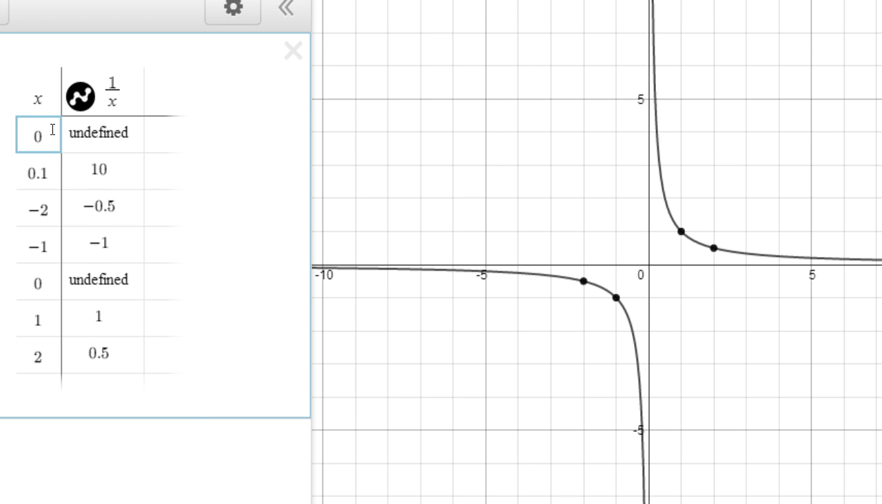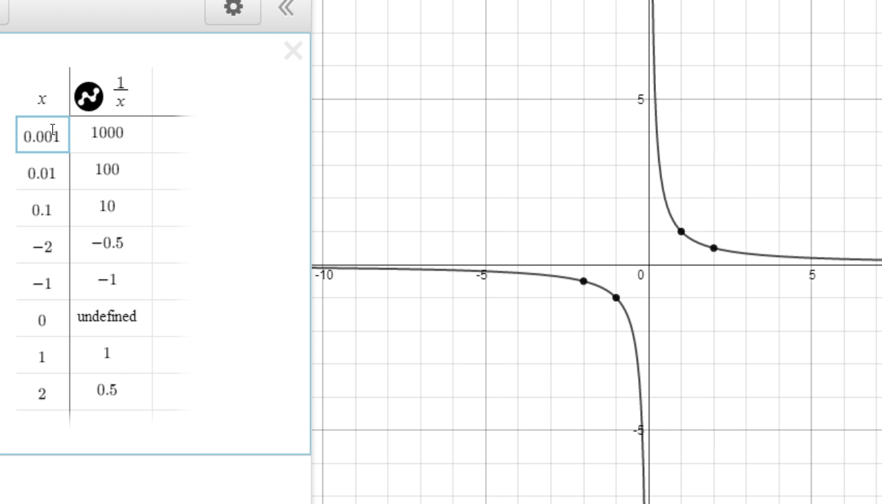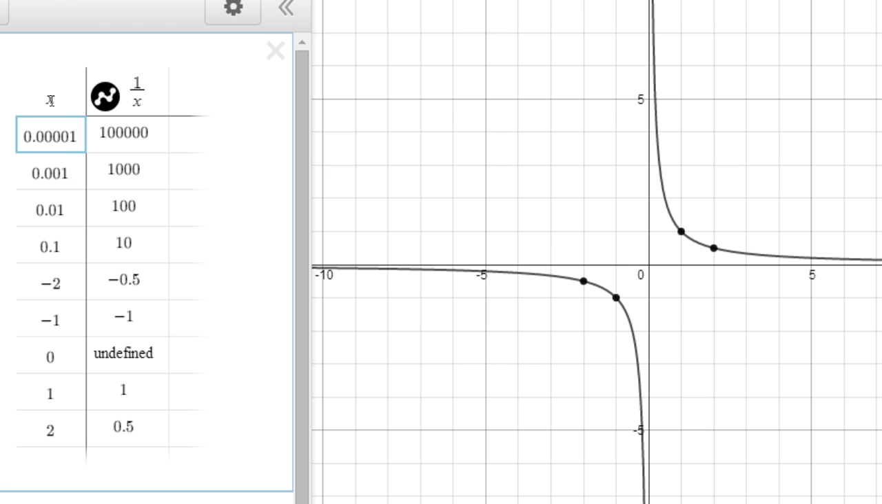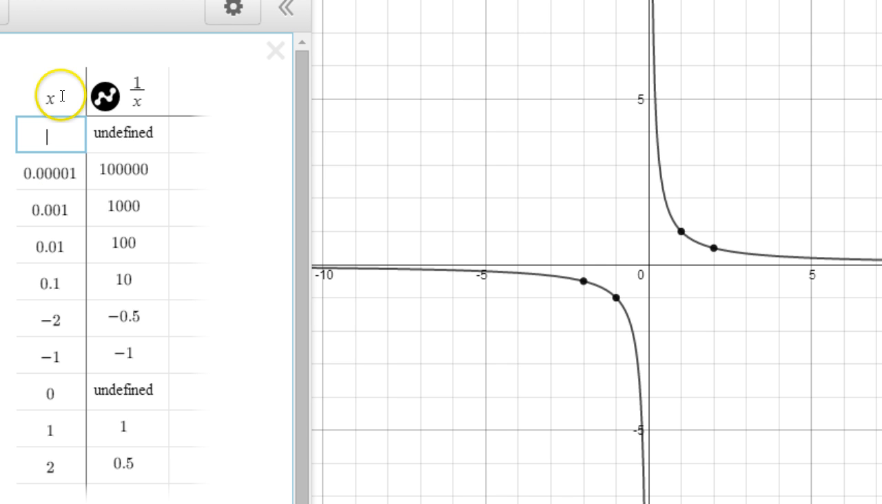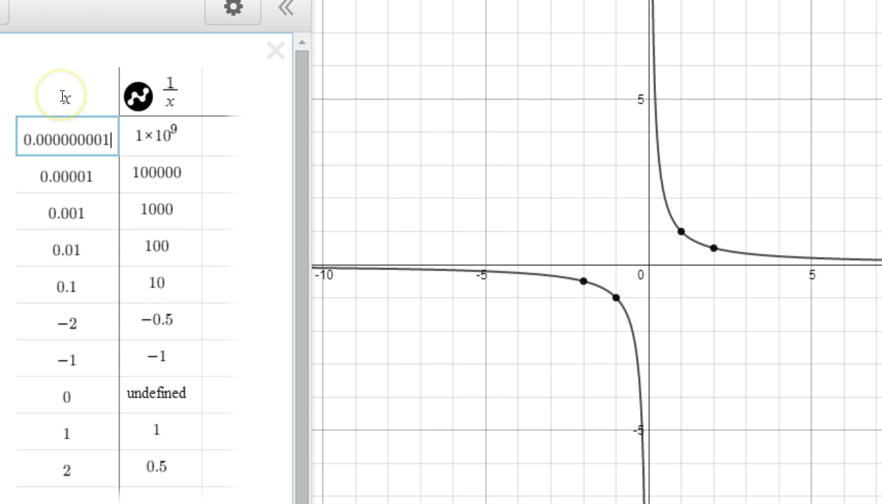0.01 gives 100. Let's make x even smaller. That's 1,000. Let's amp this up. It's 100,000. As you can see, as x gets closer and closer to 0, we get something really ridiculously large. Now we're at 1 billion. So this is approaching infinity from this side.